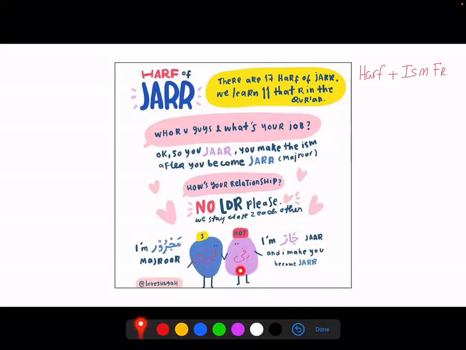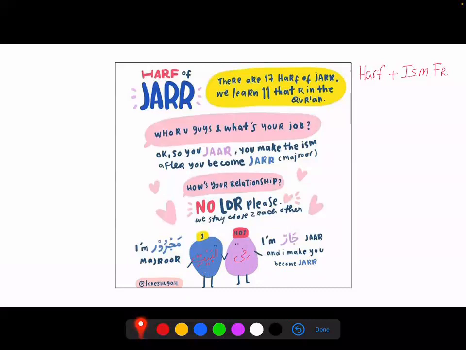And how do we label them? We say fi is our harfu jar, and al-Bayti is ism majroor. Fi harfu jar, al-Bayti ism majroor. I want to hear everyone. Fi harfu jar, al-Bayti ism majroor. So this is how we are going to label them.